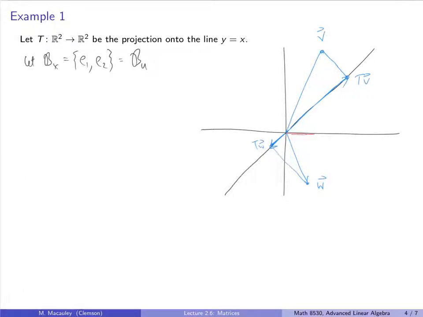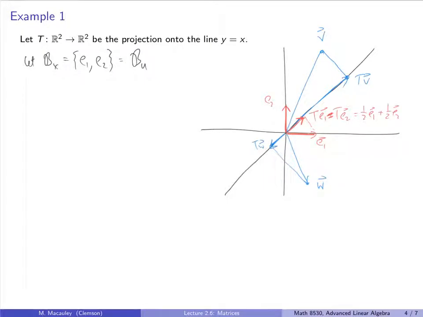Okay, so let's pick. So here's E1, and here's E2. And if we project these onto this line, what we get is Te1 plus Te2. Just basic trigonometry tells you that this is 1/2 of this plus 1/2 of this. So this is, in other words, this is equal, not plus. These are equal, and this is 1/2 e1 plus 1/2 e2.